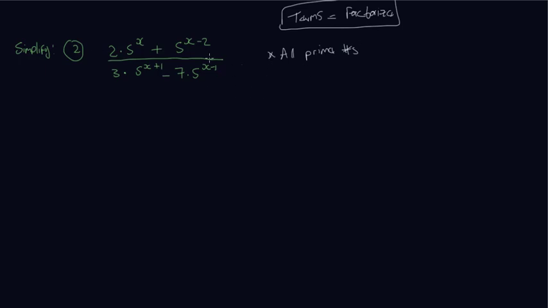So we don't need to change anything into composites, and then we need to expand. We put it in this form, like each base has an exponent. So it's about 2 times 5 to the x, plus... so break it to 5 to the x times 5 to the minus 2, and then all over it's 3 times 5 to the x times 5 to the 1, and then minus 7 times 5 to the x times 5 to the minus 1.